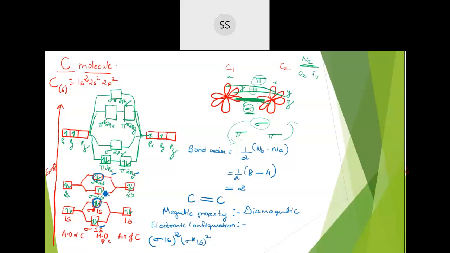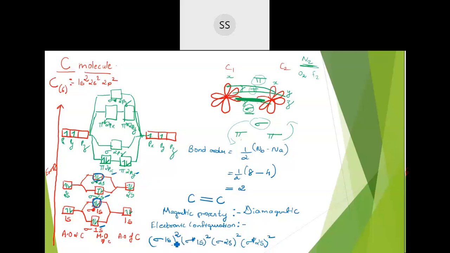Okay, then go to the next one, sigma 2s. Again, sigma 2s also has 2 electrons, so sigma 2s with 2 electrons. Next is sigma star, so the sigma star with 2 electrons each. Okay, then after that we are having pi 2px and pi 2py. See here, the order of distributing the electrons is in the increasing order.